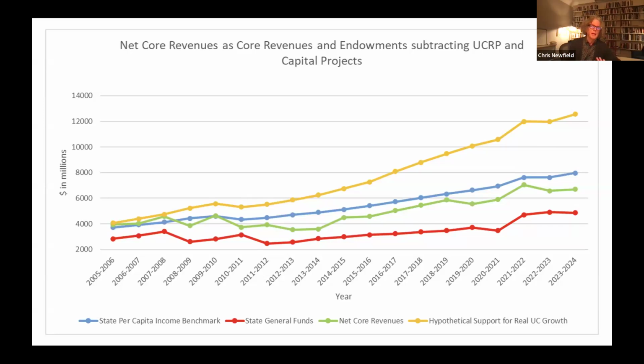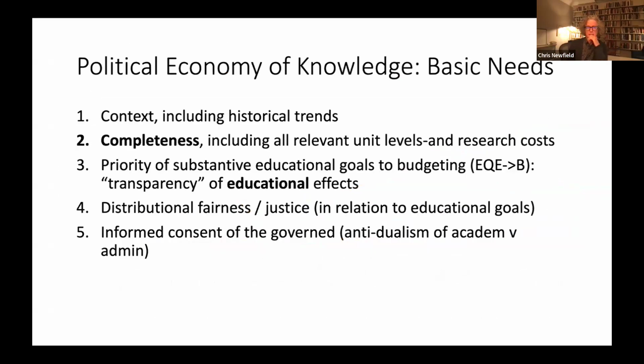Okay, so that context suggests that cuts now at UC Irvine and other UC campuses are highly undesirable and in fact threaten the sustainability, certainly of the quality of the mission. And this gets us to the second one, which is just the completeness. How do you really understand how the money's flowing, how resources are allocated? And it requires much bigger budget information than you get on the public site.